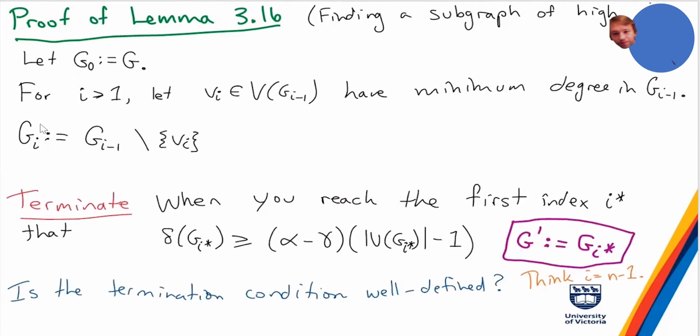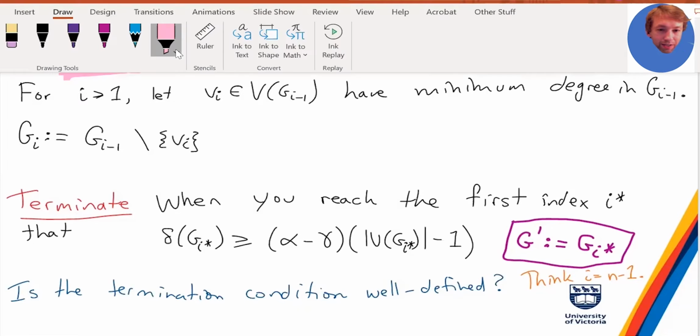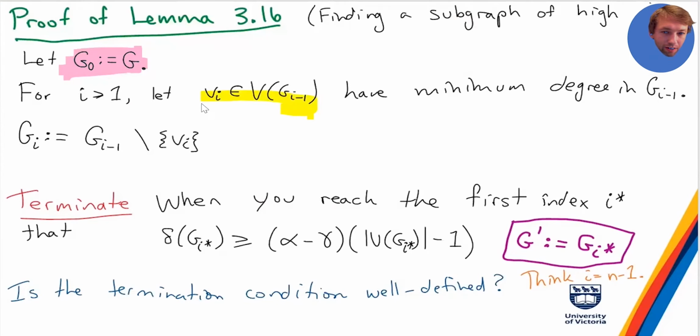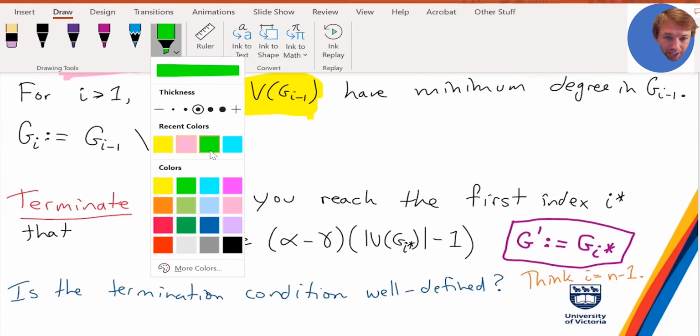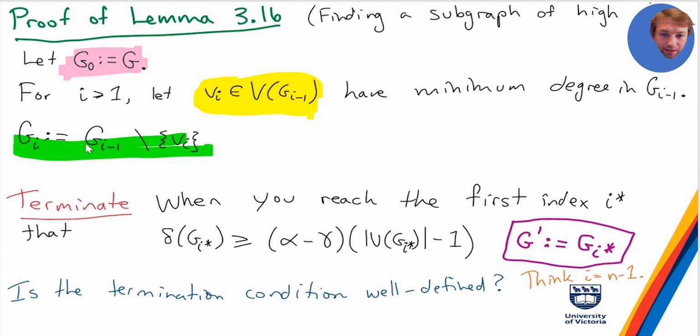Okay, so here's the algorithm. Start with G0 equal to G. For i at least 1, let Vi be a vertex of G_{i-1} of minimum degree. So Vi is just an arbitrary vertex of the smallest degree in G_{i-1}. V1 is the smallest degree in G0, V2 is smallest in G1, and so on. And then I just delete it. So Gi is G_{i-1} minus the vertex Vi.